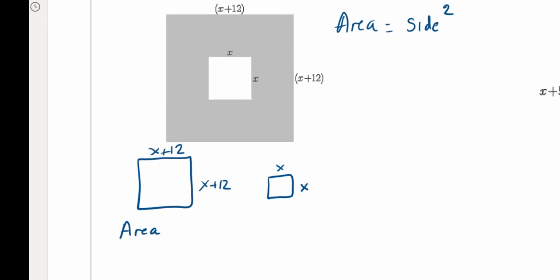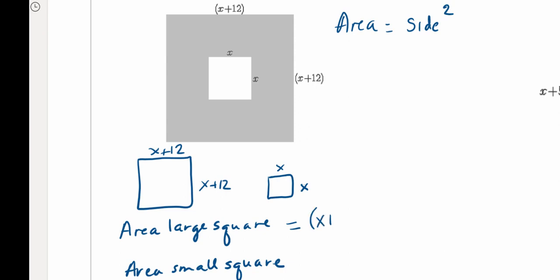We are going to need to figure out the area of the large square, and we're going to need to figure out the area of the small square. And because the small square is the hole in the donut, we're going to subtract its area from the bigger square's area. So the area of the large square is given by x plus 12 times x plus 12, or x plus 12 squared, isn't it? Side squared.